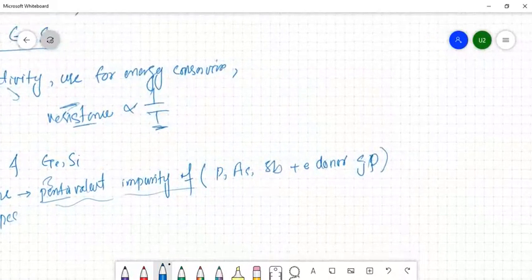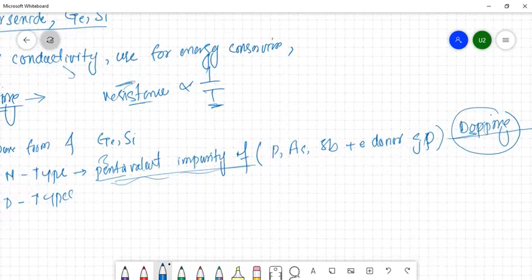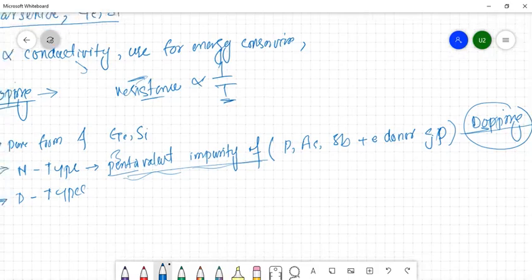Ho gaya. When this happens, we call it doping. Doping is the intentional incorporation of impurities into a pure semiconductor to enhance its conductivity. I repeat, the intentional incorporation of impurities into a pure semiconductor to enhance its conductivity is said to be doping.